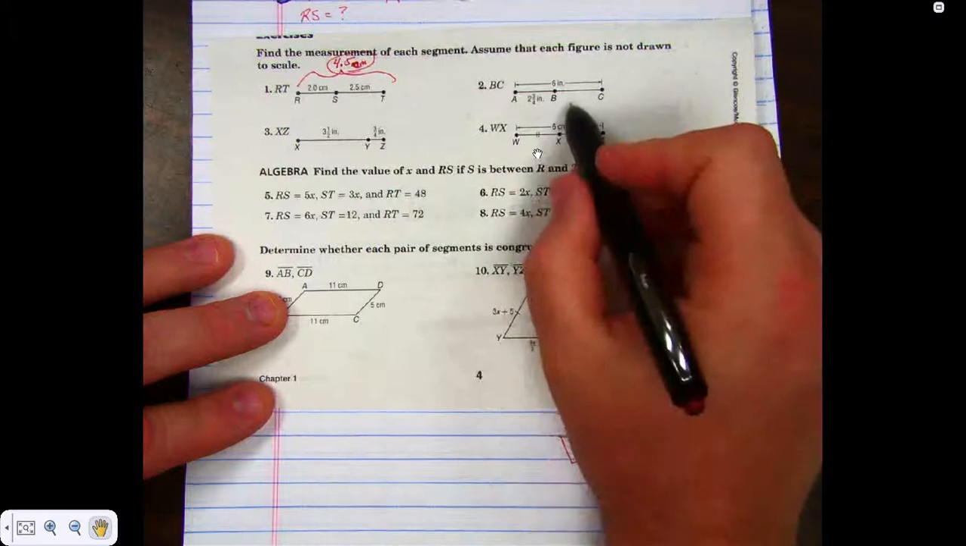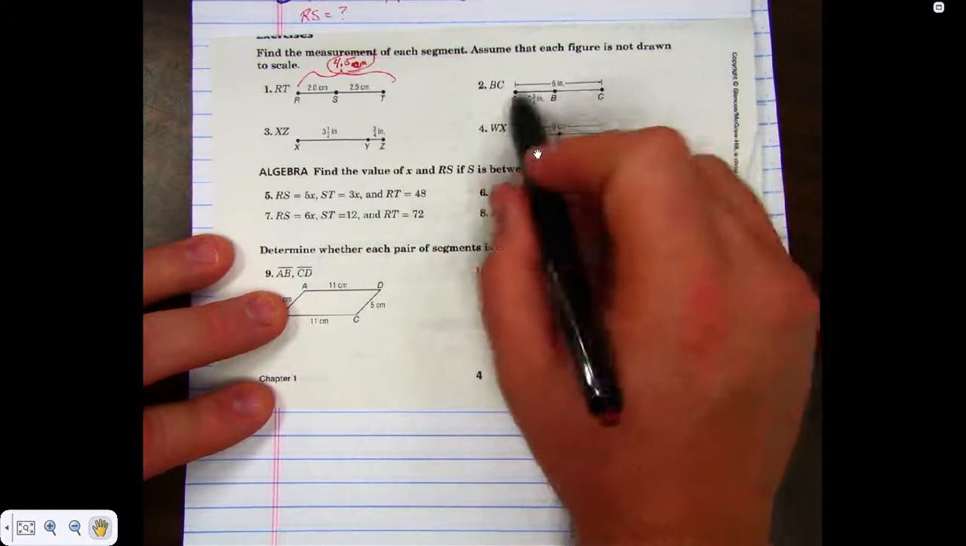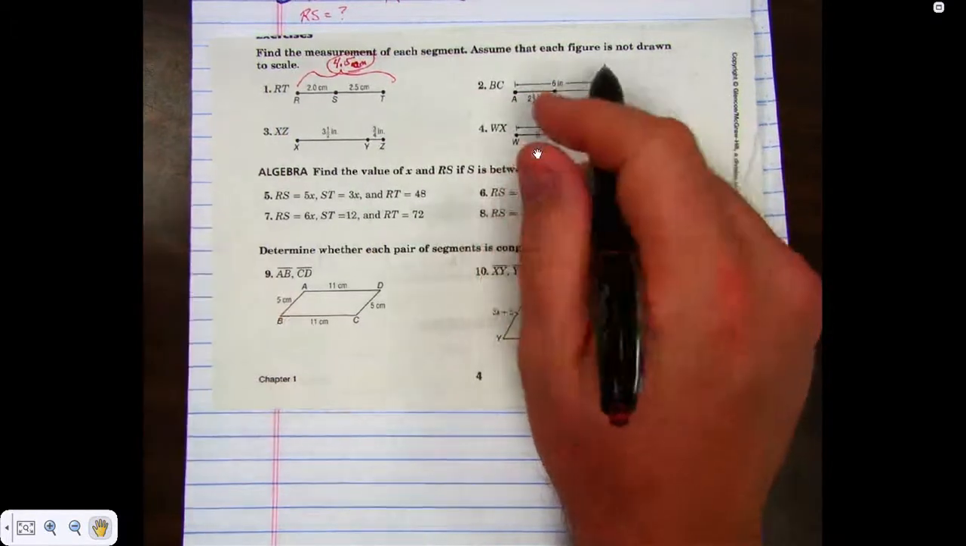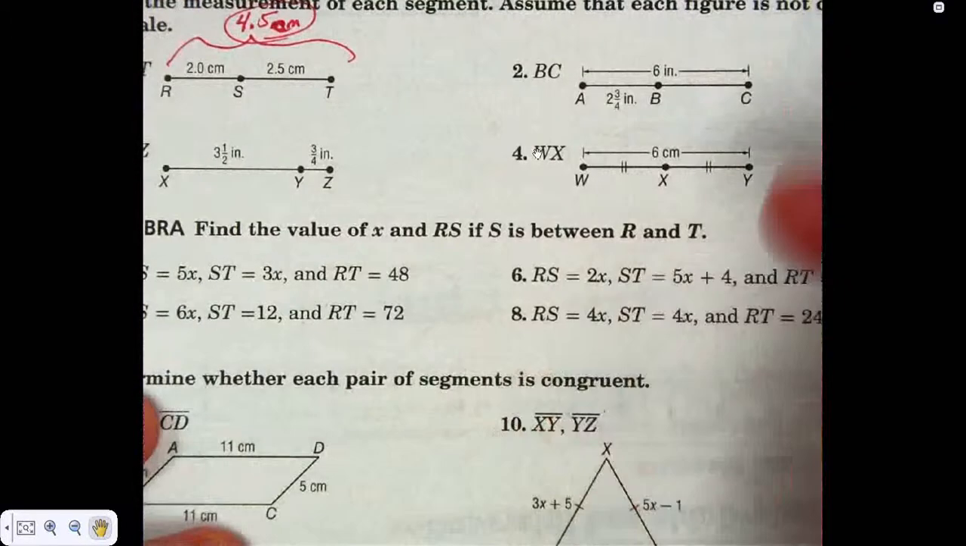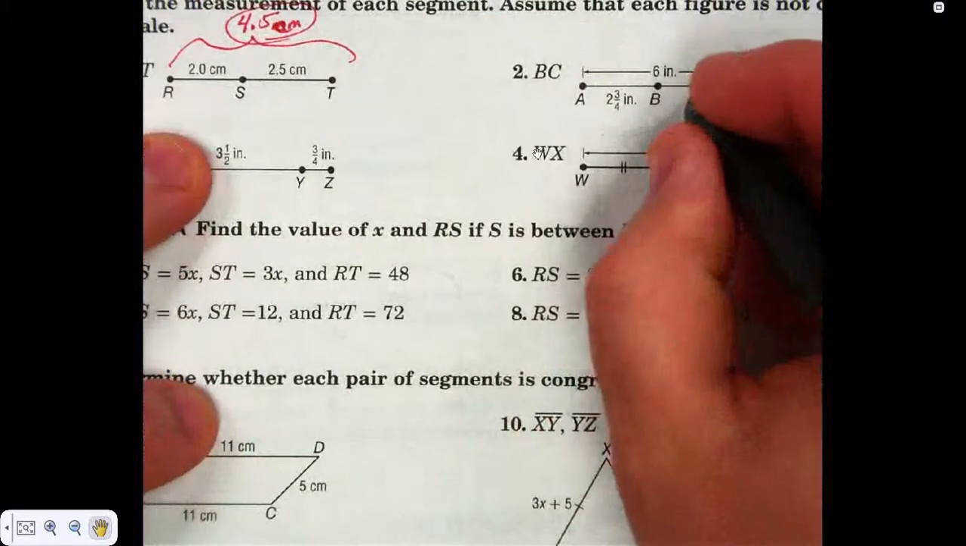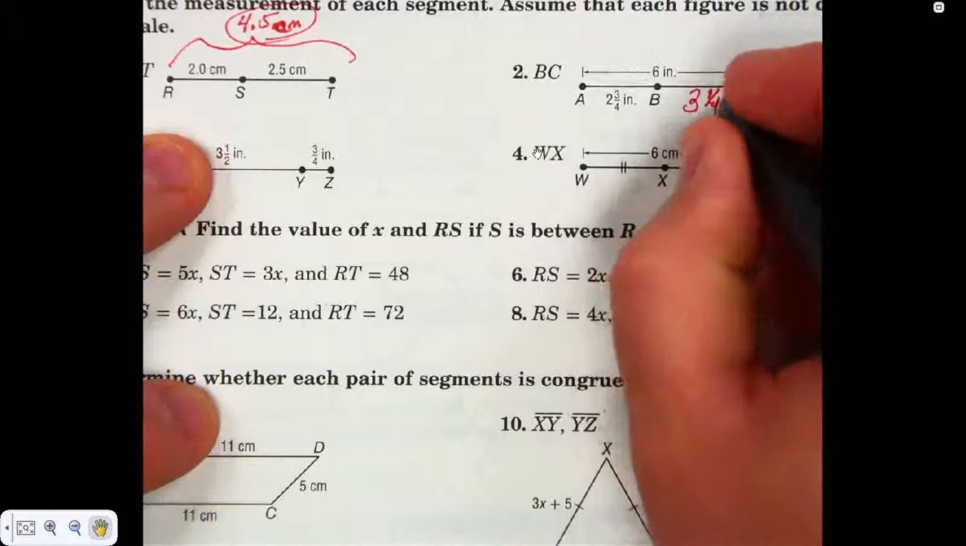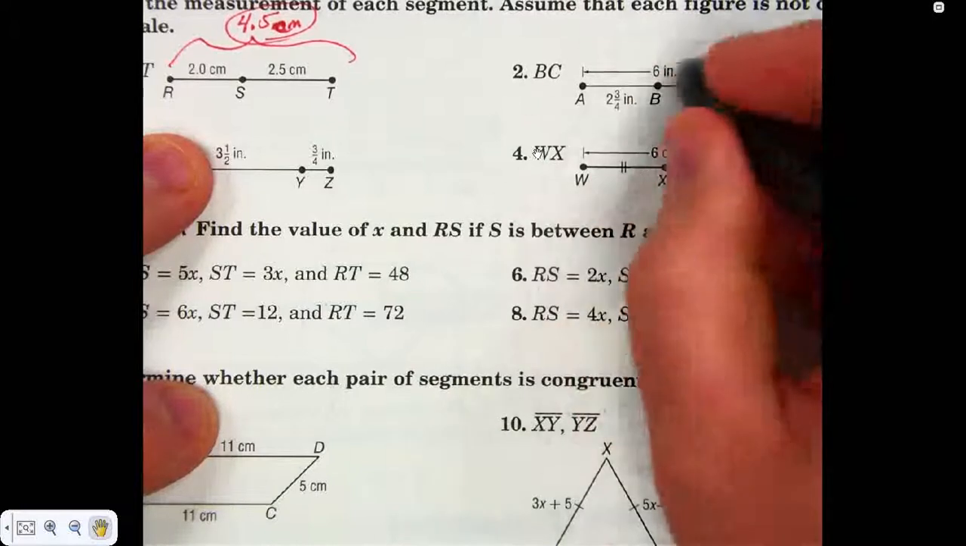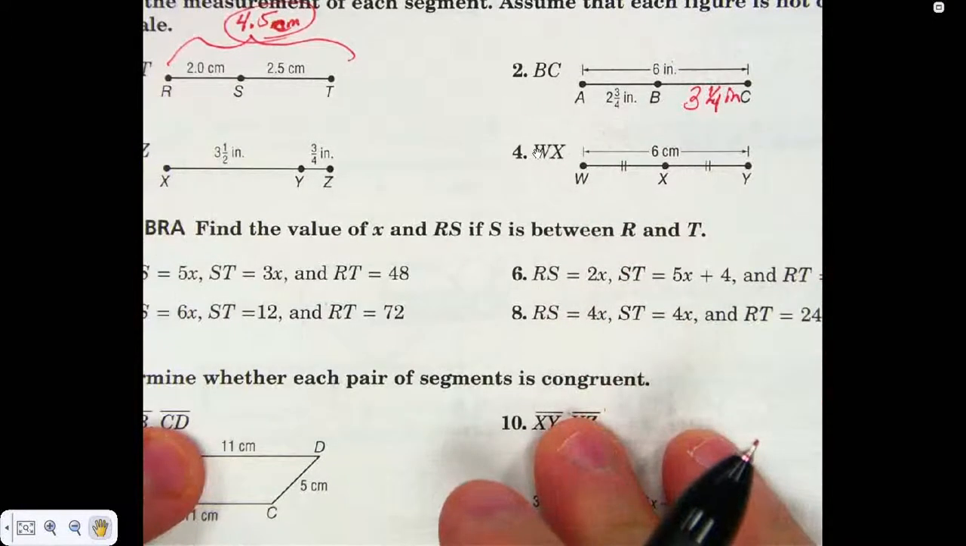Now here, they gave it 6 inches. From here to here is 2 3/4. Total minus that, so how much is left for here? 3 1/4 inches? Because then those 2 added together have to be what? 6.